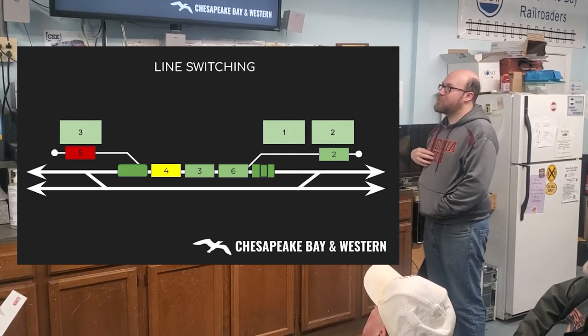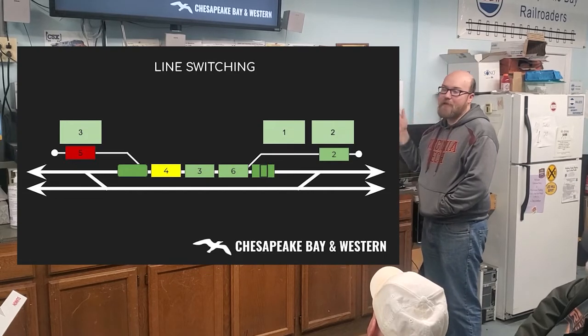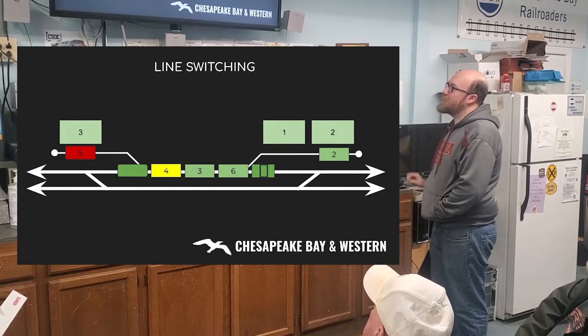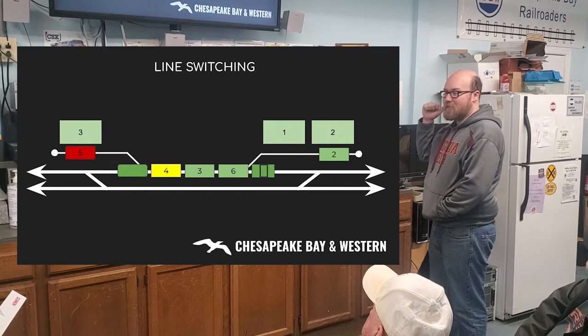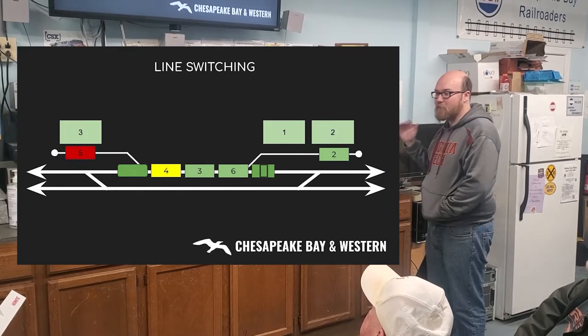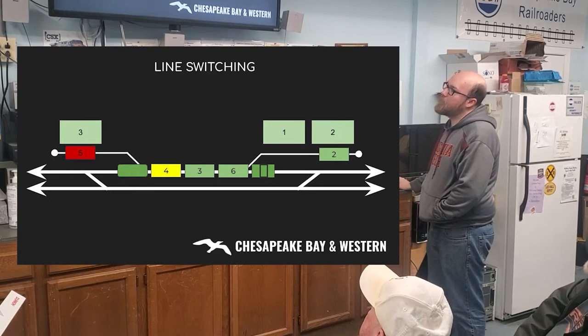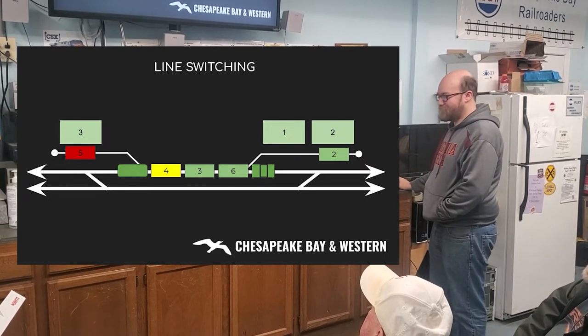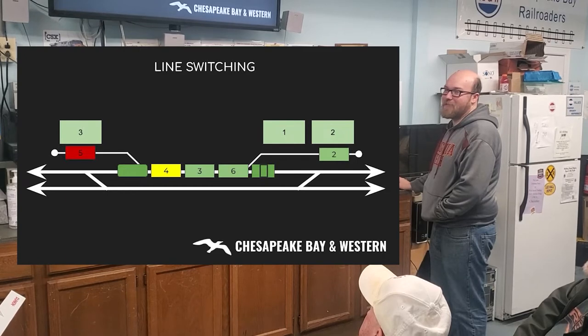And a lot of this is going to be on the main line, so you'll have to communicate all of your moves to the dispatcher. Same goes for the last slide, because you were technically blocking a crossover. So all that's going to have to be coordinated with the dispatcher. Make sure to set the brakes on the cut of cars to leave behind. If you're on a hill, make sure you got a thumbtack or something.